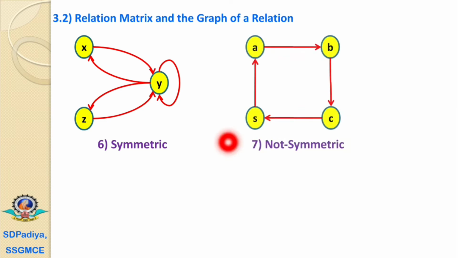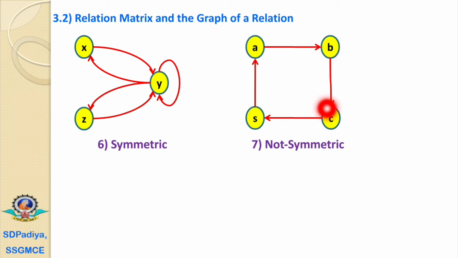The next is that A has a relation to B, B has a relation to C, C has a relation to S, and S has a relation to A. Now in this case, we can check that it is not reflexive, and it is not symmetric, because A has a relation to B, but B does not have the relation to A.